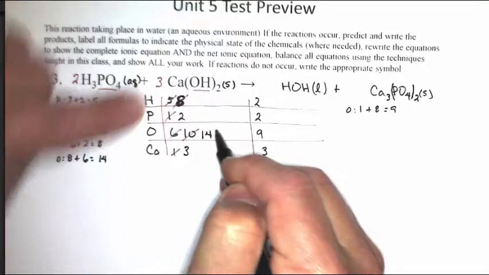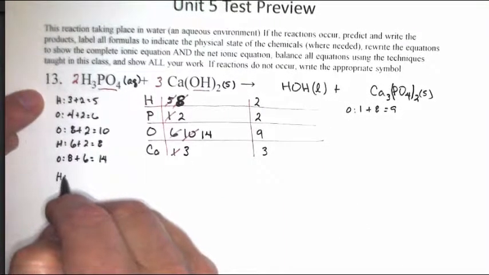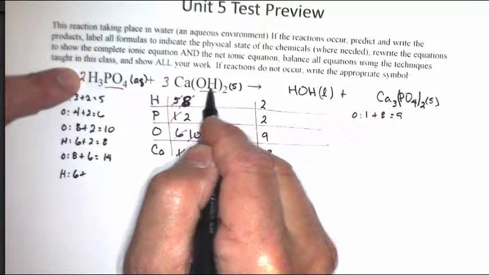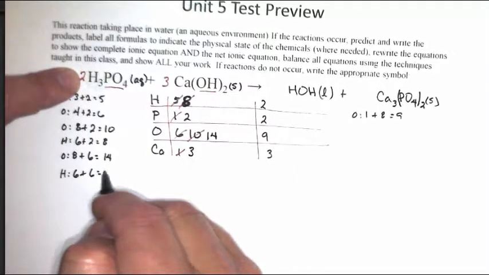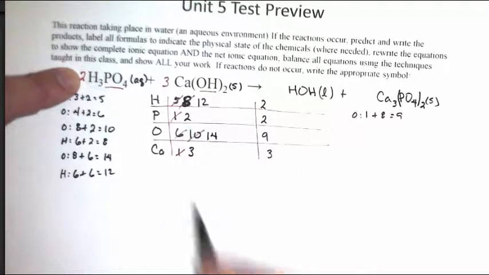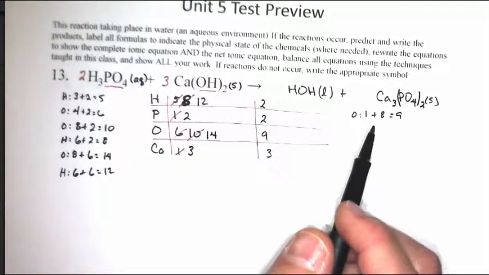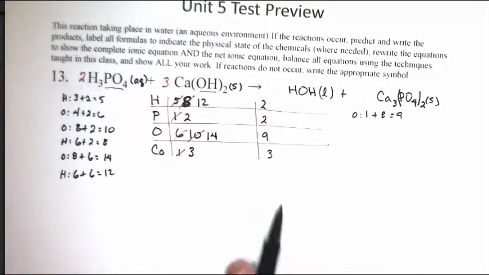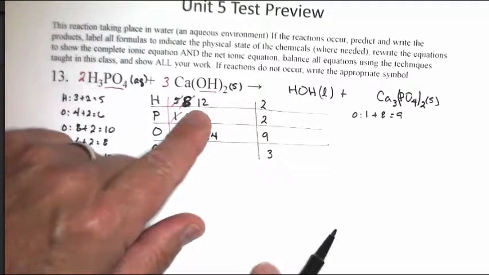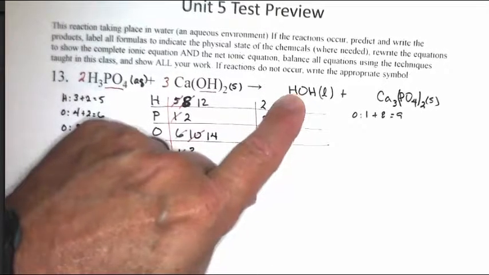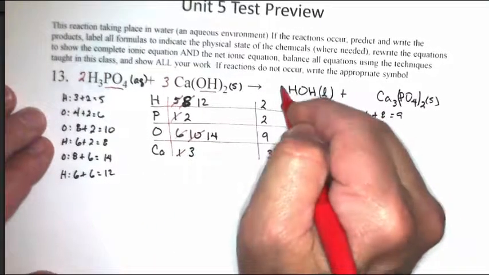And hydrogens. 2 times 3 is 6. 2 here times 3 is 6. That's 12 hydrogens. All right. So I've got the phosphoruses and the calciums balanced. Oxygen we want to save for last. Let's do the hydrogen. I've got 12 on the left and 2 on the right. To get 12 on the right, I need a coefficient 12. I mean coefficient 6 to get 12.